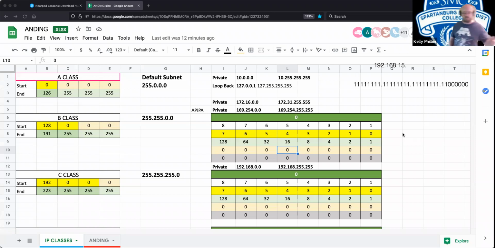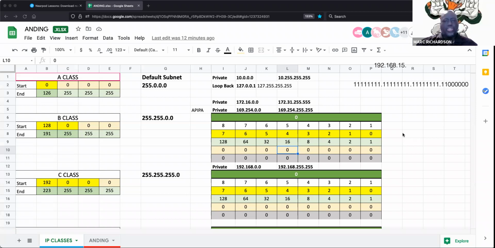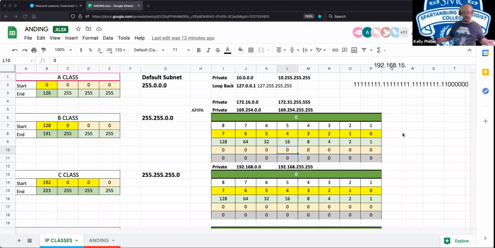So now what would this be represented as in shorthand notation? Slash 26. /26, right? Excellent. Now, how many networks do you think we'll have? We have 2 bits that we can now use for our network. They can only be on or off.